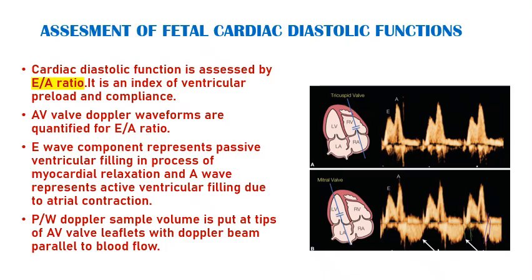Now to assess fetal cardiac diastolic function, we use the E upon A ratio. It uses the AV valve Doppler waveform. In this, the E wave component represents passive ventricular filling in the process of myocardial relaxation, and the A wave represents active ventricular filling due to atrial contraction. The pulsed Doppler volume is put at the tips of the AV valve leaflets with the Doppler beam parallel to the blood flow. It is an index of ventricular preload and compliance.